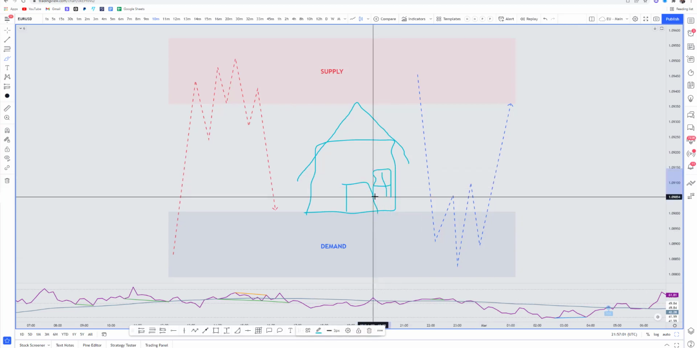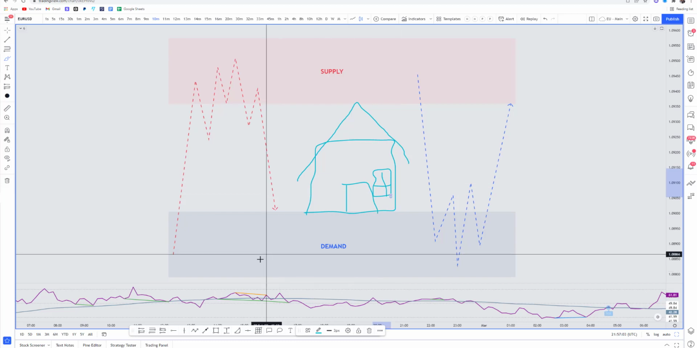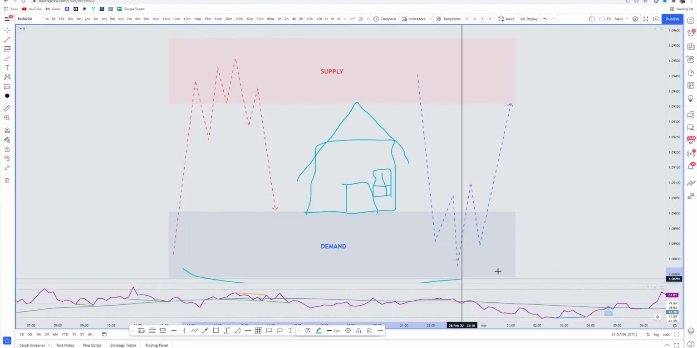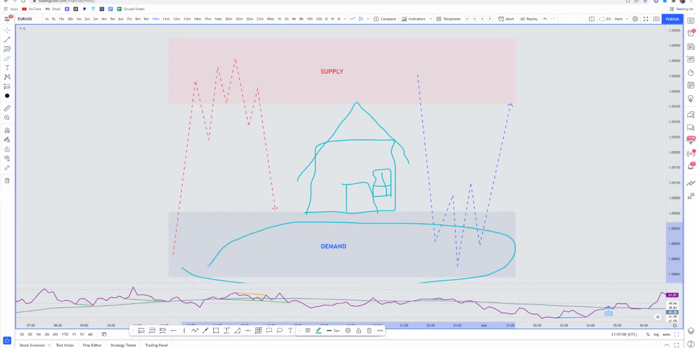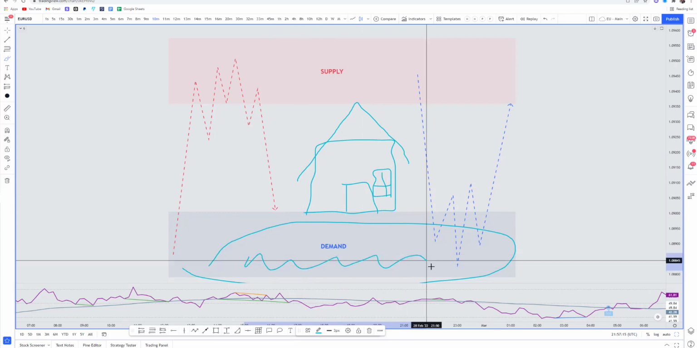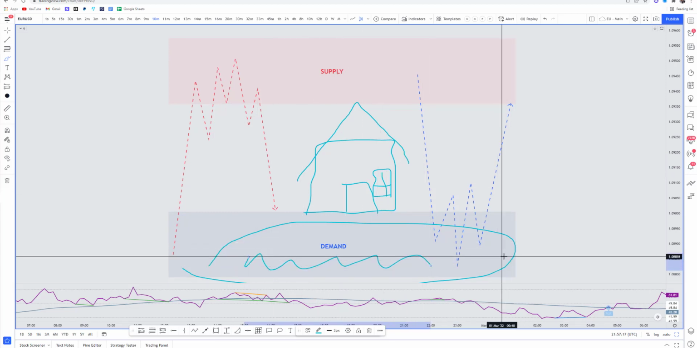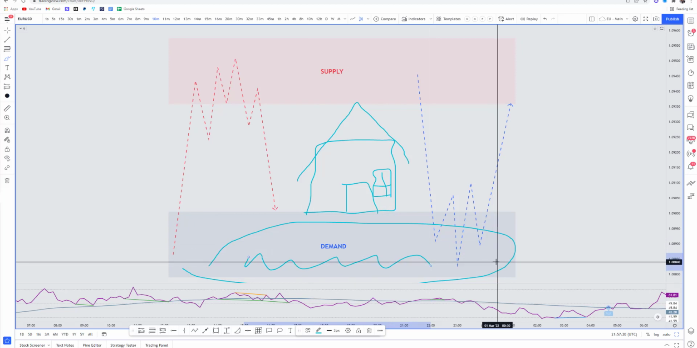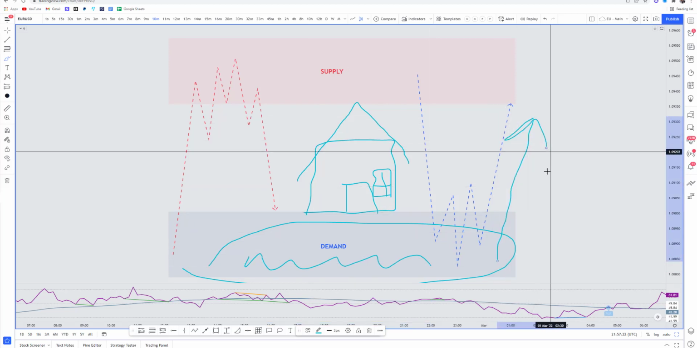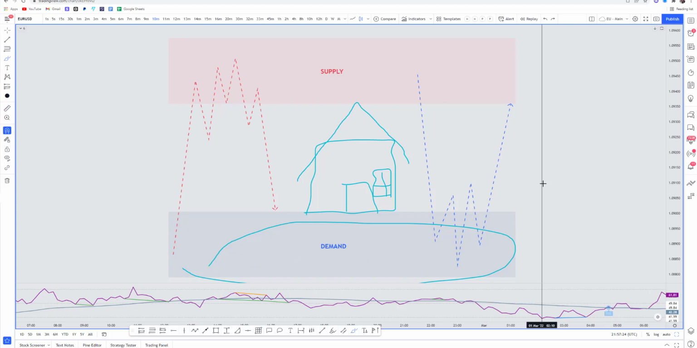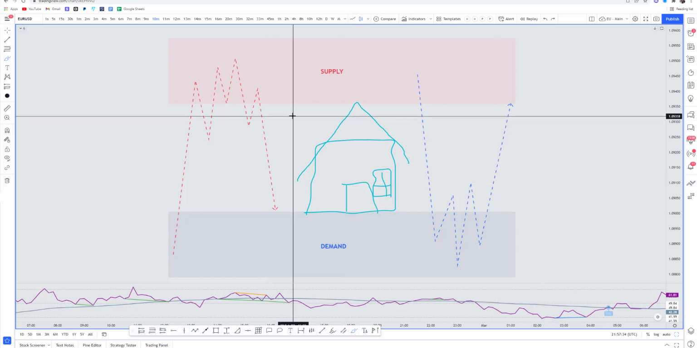Now, on the flip side of things, we have thousands of buyers, but only hundreds of houses, meaning there's not enough houses for all the buyers, which means houses are in demand. So the concept is the price of houses will continue climbing because there's not enough stock for the amount of people wanting to buy houses. So the Forex market is no different. It works the exact same way.